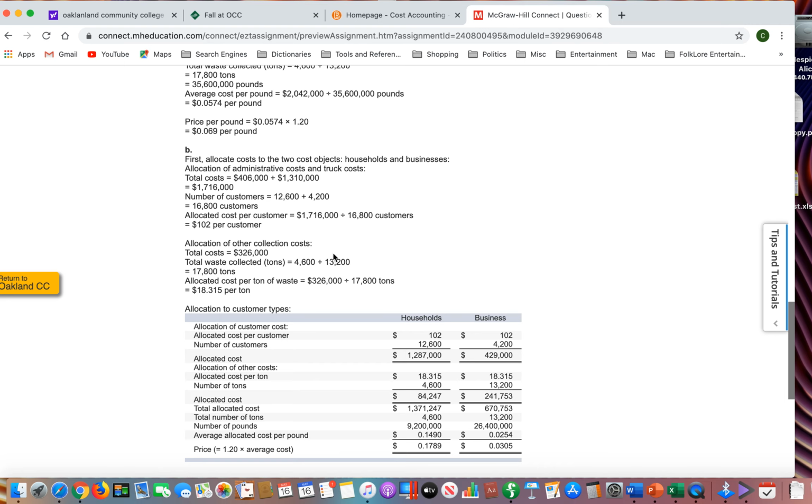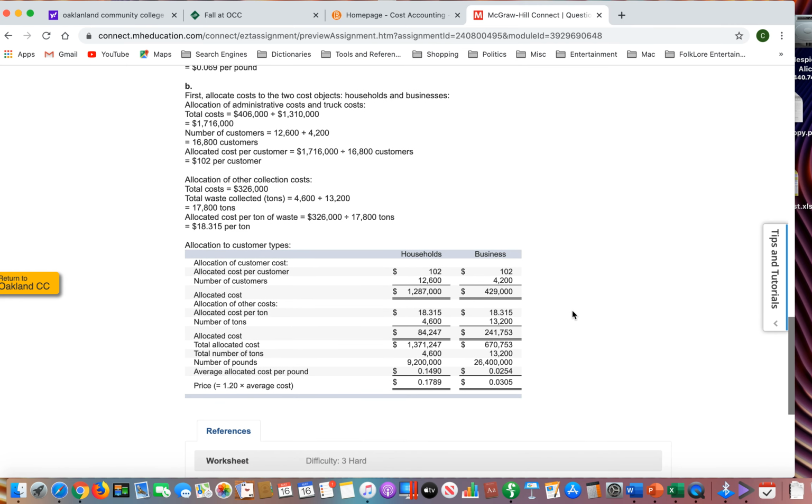Then they're going to allocate the other cost, the third category, by pounds or the amount of waste collected, which is 4,600 and 13,200 tons, which is 17,800 tons. Divide that by the number of tons, you get that much per ton. And then you split them up. Number of customers times 102 gives you that number there. And the rest you can read yourself. I won't sit here and read to you, but you see how they came up with this.